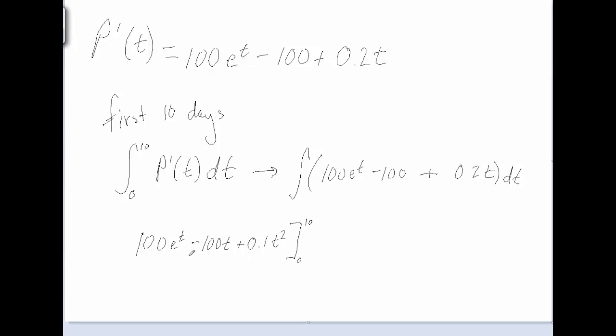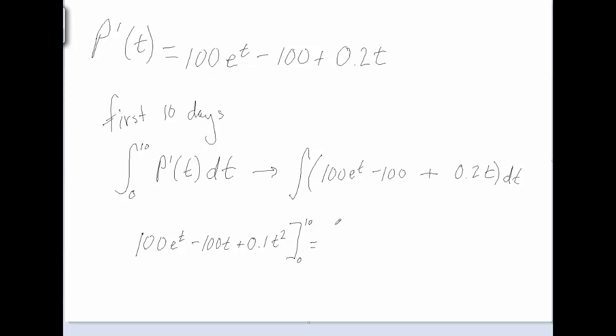We can check just to make sure we've got the antiderivative correct. So the antiderivative of e to the t is just e to the t. The derivative is negative 100 for negative 100t, and 2 times 0.1 is 0.2 times t.